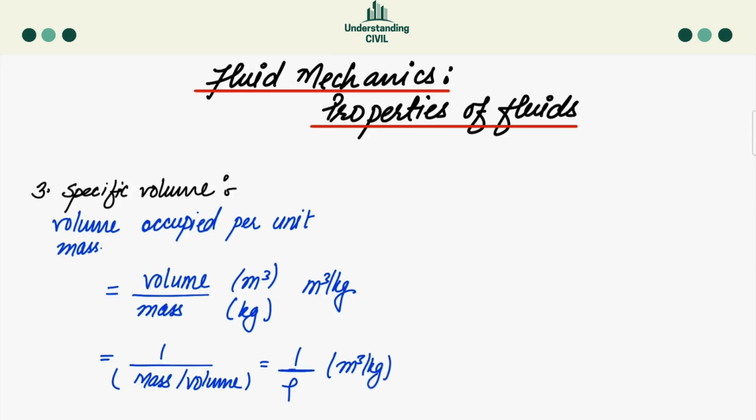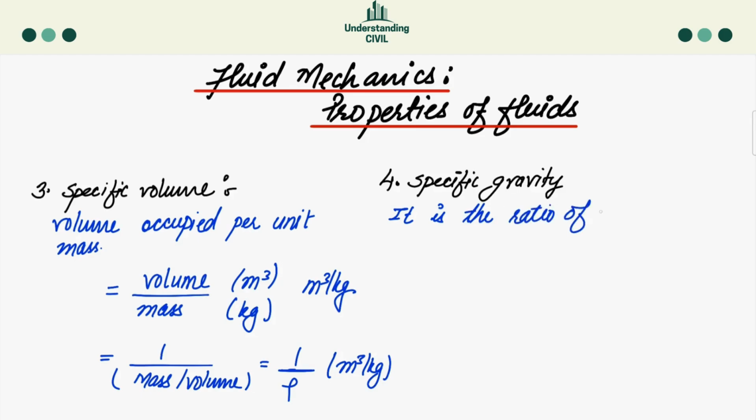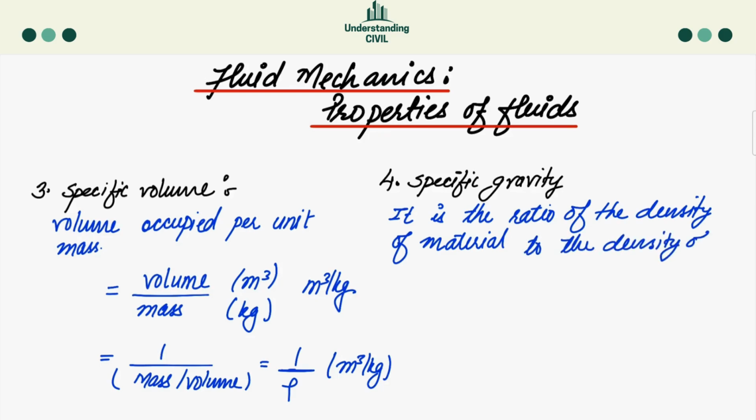Another very important property I would like to mention is called the specific gravity. When I talk about specific gravity, it is the ratio of the density of the substance with respect to the density of the standard substance. So this is the ratio of the density of material to the density of standard material.